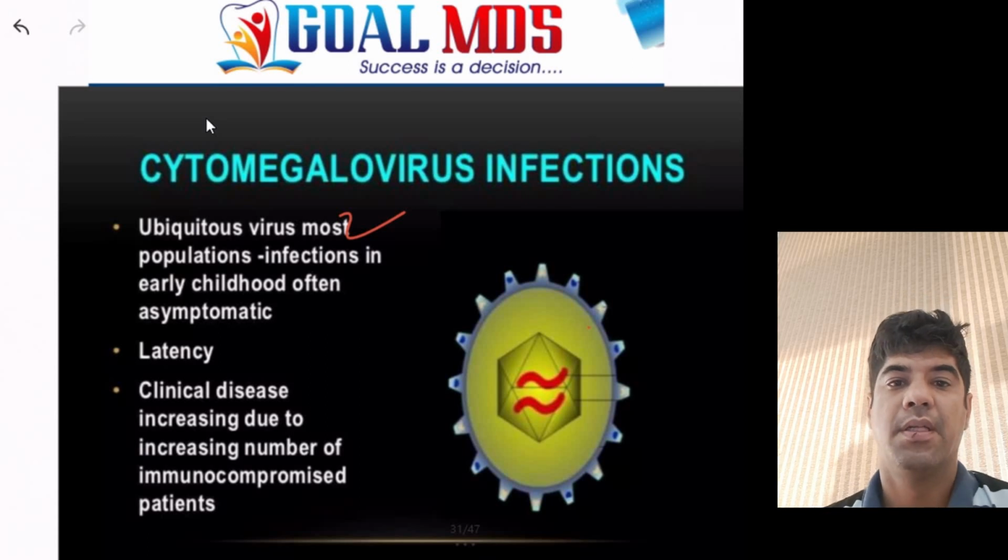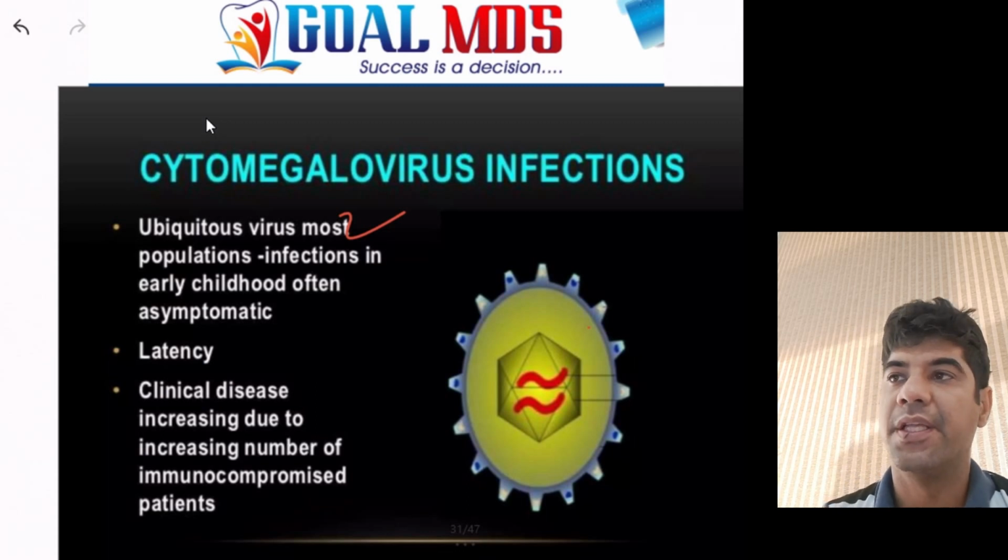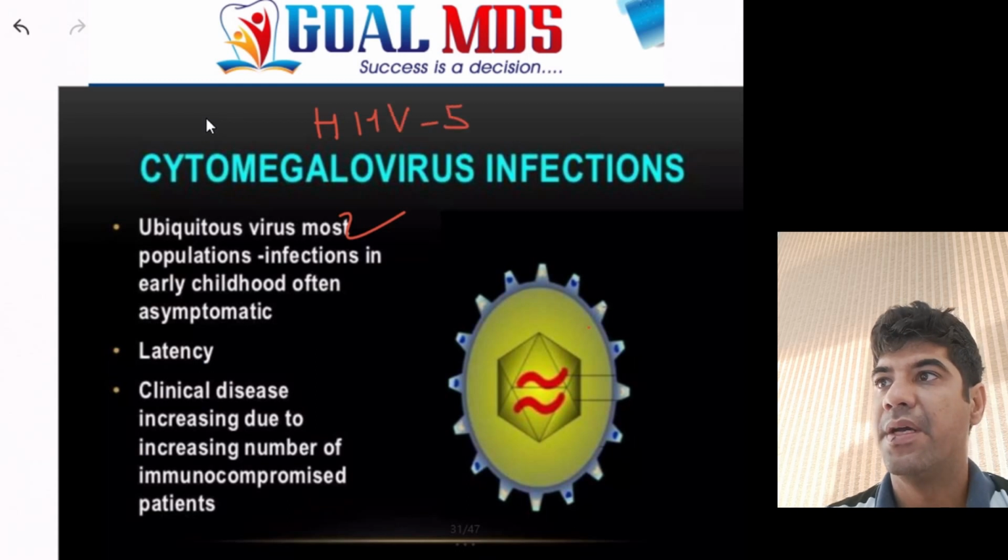So the next is the cytomegalovirus. The cytomegalovirus is a member of the herpes family and causes various infections in humans. The cytomegalovirus is also known as HHV type 5.